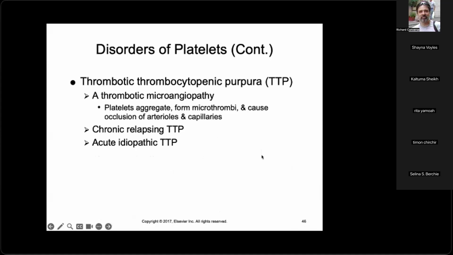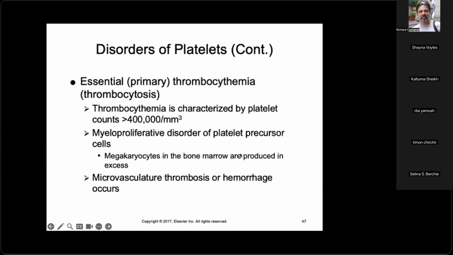Thrombotic thrombocytopenic purpura, or TTP, is a thrombotic microangiopathy. The platelets aggregate and form microthrombi and cause blockage of arterioles and capillaries. There are different types: chronic relapsing TTP and acute idiopathic TTP. Remember that the term idiopathic means cause unknown.